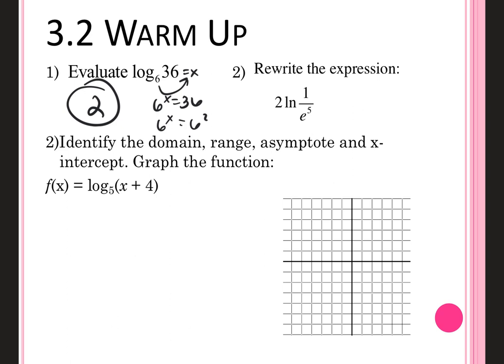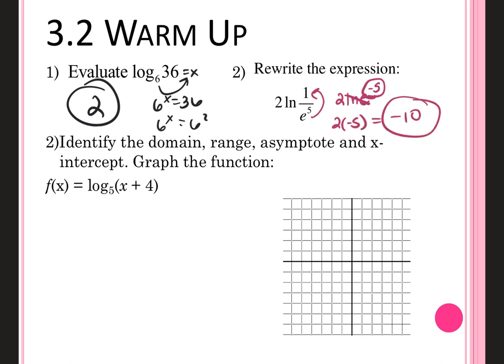Number 2 says to rewrite the expression. Okay, so first of all, there's an ln and an e there. For me, that's a heads up that there's going to be some sort of simplifying. When this e comes to the top, what happens to the exponent? Negative. It becomes negative. So this would be 2 ln of e to the negative 5. And then what happens when you have ln of e? They cancel and leave you with the exponent. So I'd get 2 times negative 5, which is negative 10.